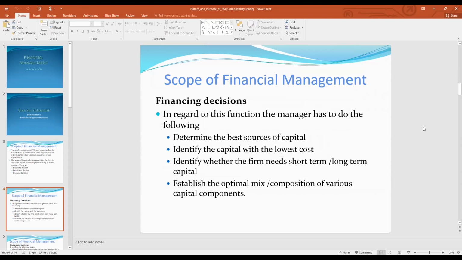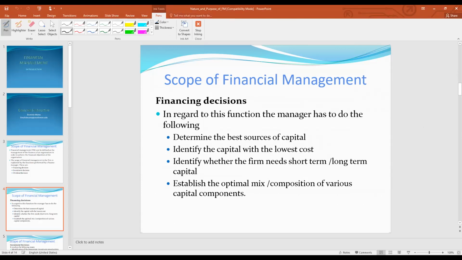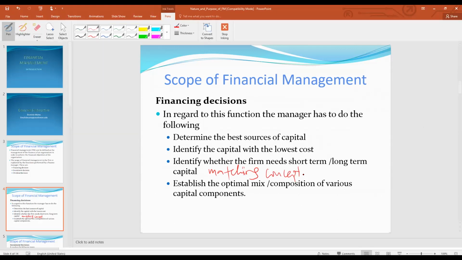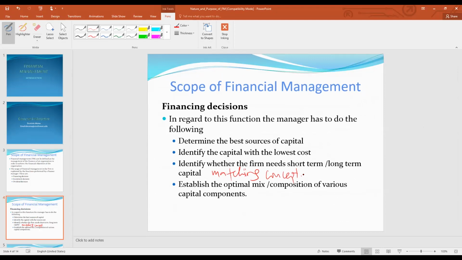One of the key criteria, which we shall discuss as time goes by in business finance, is one of the concepts called the matching concept. In the matching concept, what we normally say is that if you're going to have an investment whose life is, let's say, 3 years, it's worthwhile that you look for a finance source that is going to mature within those 3 years.